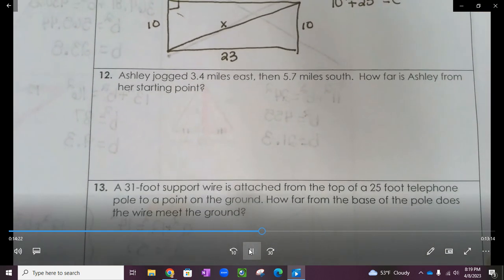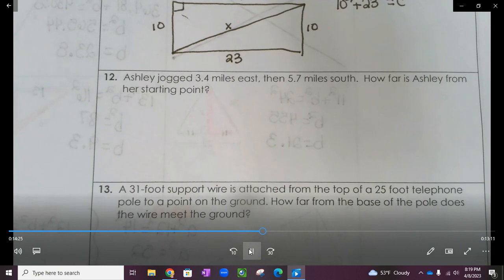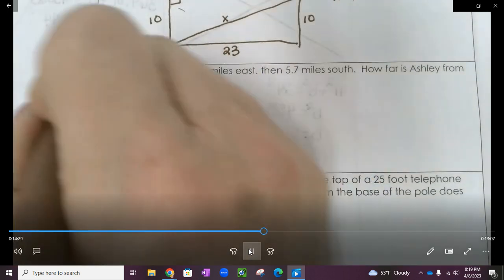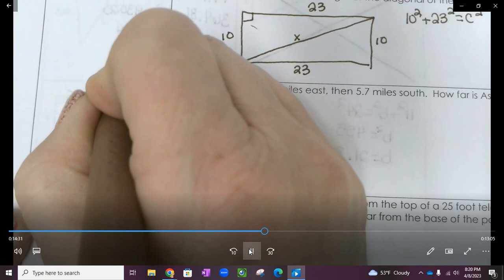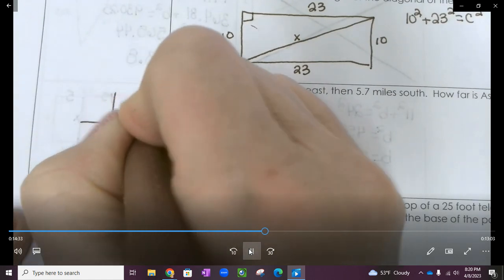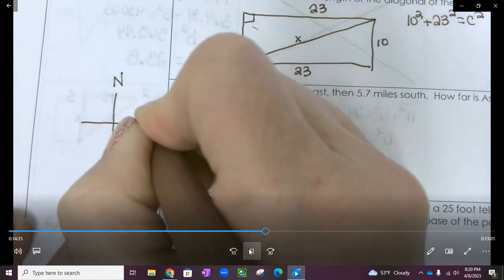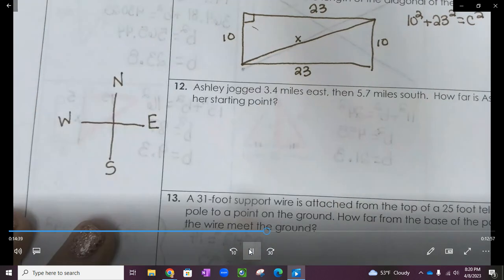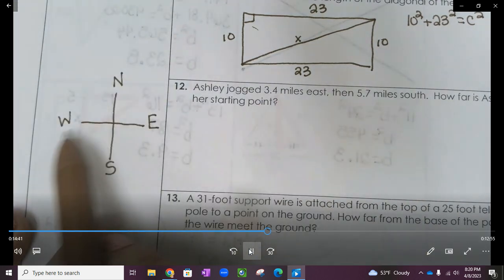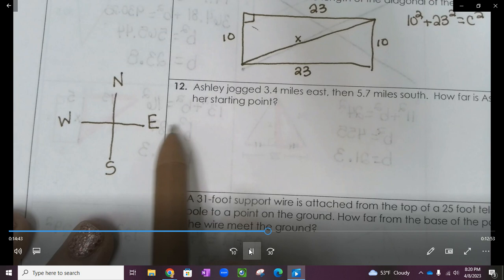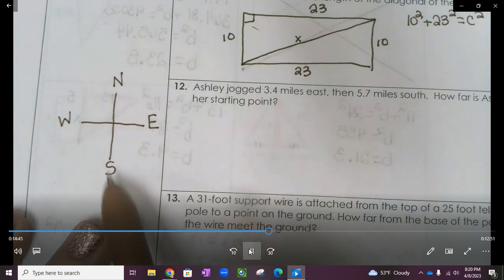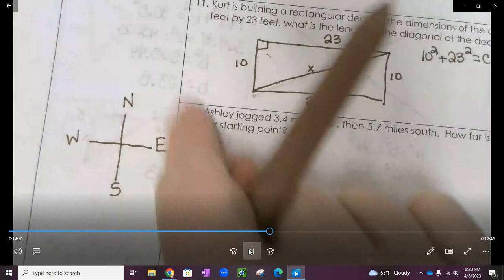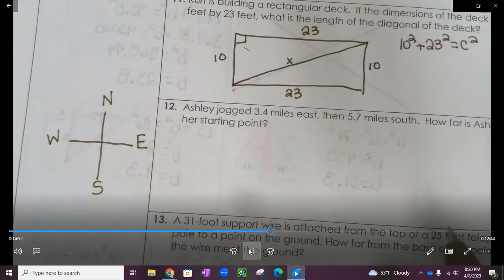Okay, number 12. Do you know your directions? North, south, east, west. Never eat sour watermelon. Okay, well, here it is. Never eat sour watermelon. California is to the west. North Carolina is to the east. New York is north. Florida is south. Okay, honestly, if you don't know this, as long as you draw a right triangle, you're probably going to get it right.